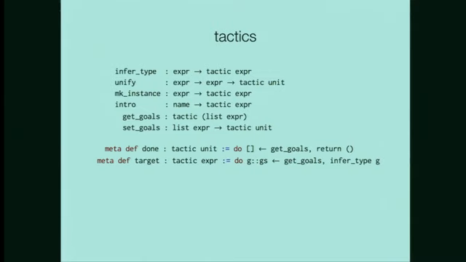And target, right, returns the type. What do we do? We get the goals, right? You get the first goal, that is g, and you infer the type of this goal. That's the target, the type of the first goal that you're trying to synthesize, right?